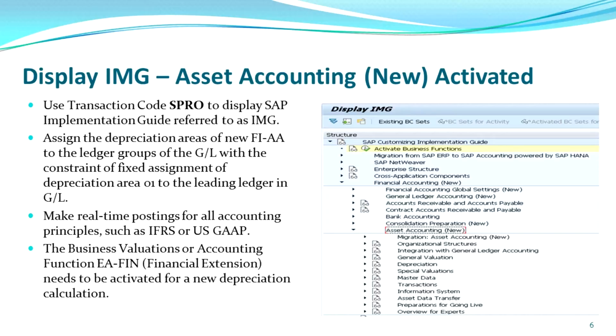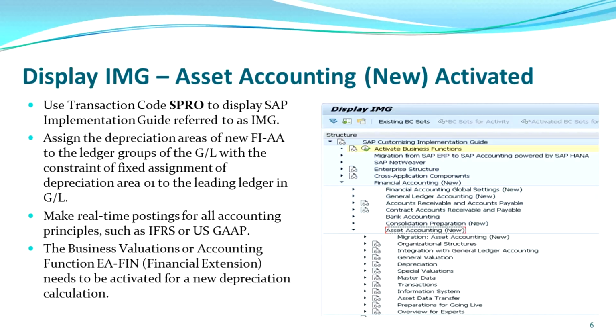Now you can assign depreciation areas of new asset accounting to the ledger groups of GL, with the constraint of fixed assignment of depreciation area 01 to the leading ledger. So depreciation area can only be assigned in the leading ledger. After this you can make real-time posting for all accounting principles such as IFRS or US GAAP.